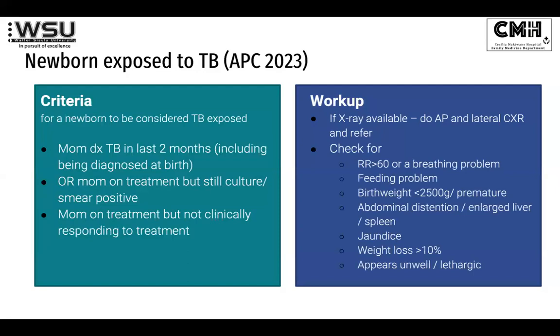And these children are quite systemically ill. So they might have low birth weights, they might not be feeding properly. You really want to look for liver and spleen, possibly enlarged liver and spleen, for jaundice, and any child that appears unwell, you're not going to give them TPT. You're going to send them to a center to make sure they get properly worked up.